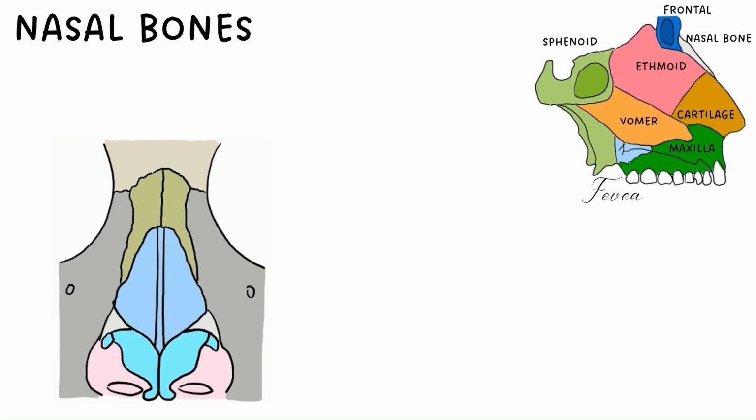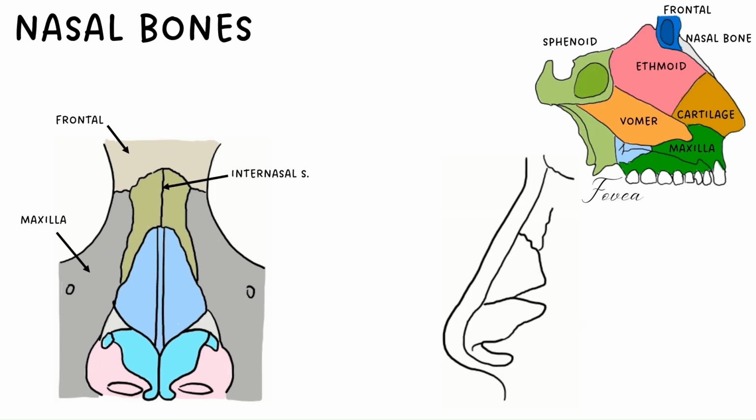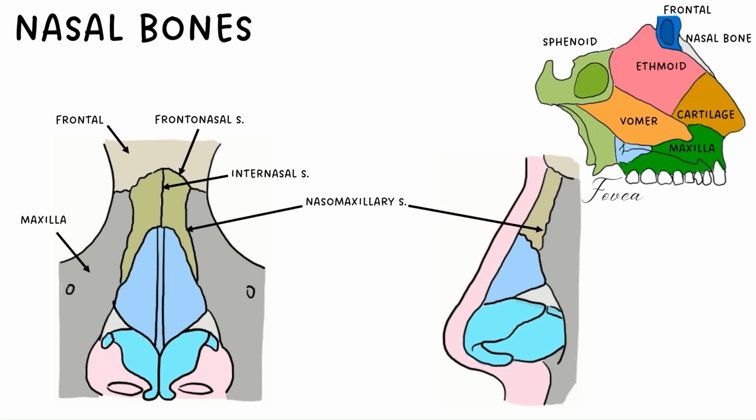The two nasal bones are located in the region between the frontal and maxillary bones and articulate with each other in the internasal suture. With the frontal, they form the frontonasal suture between the glabella and the upper part of the nasal bones. With the maxilla, they form the nasomaxillary suture between the lateral nasal border and the frontal process of the maxilla.